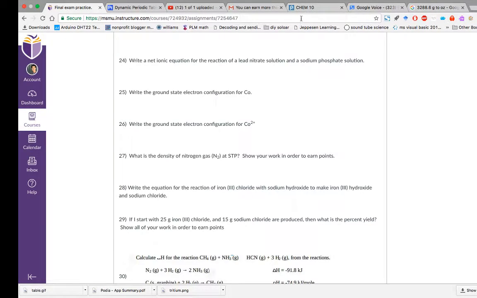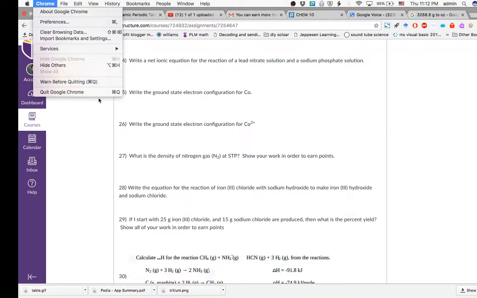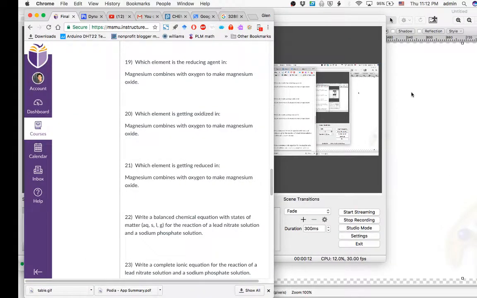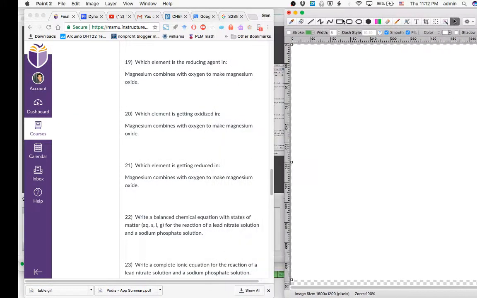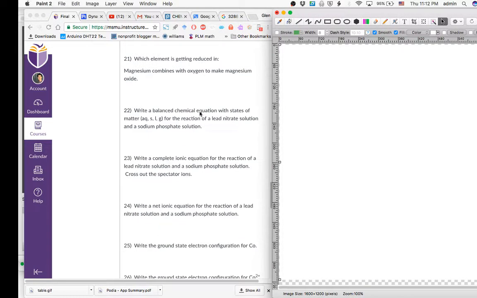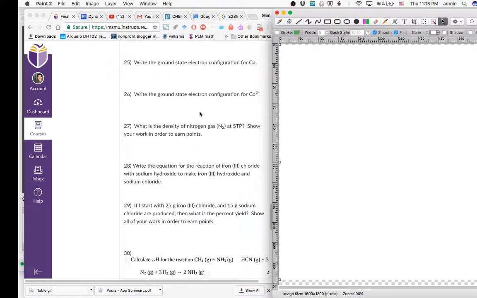This is the last video for your practice final exam, and I'm starting with number 25. It's an electron configuration problem, kind of like WebAssign 6b. So here we go with number 25, the ground state electron configuration for cobalt.